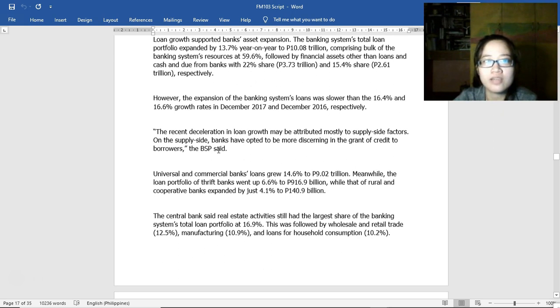The recent deceleration in loan growth may be attributed mostly to supply-side factors. On the supply side, banks have opted to be more discerning in the grant of credit to borrowers. That's good. They're protecting themselves, instead of simply lending the money to whoever, they are becoming more strict with their requirements, to ensure that the money would be used properly and that it's going to earn a profit, and hopefully not come out as a failure.